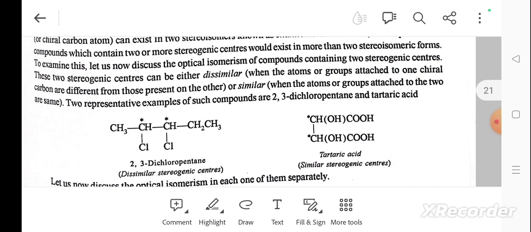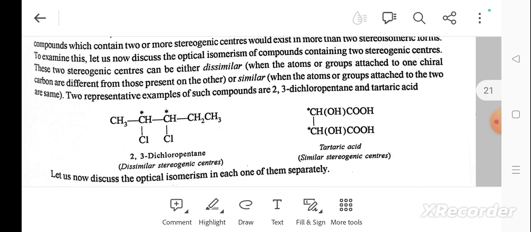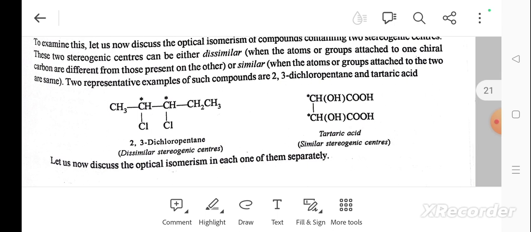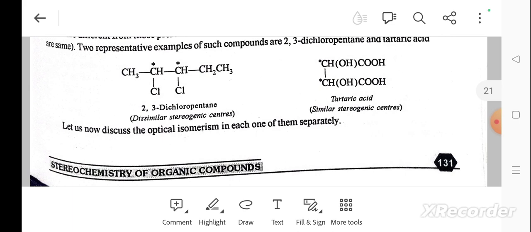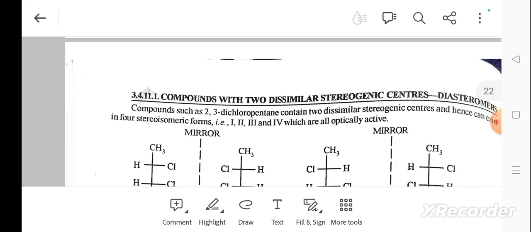These stereocenters can be either dissimilar, when the atoms or groups attached to one chiral carbon are different from those present on another, or similar, when the atoms or groups attached to the two are the same. Two representative examples of such compounds are 2,3-dichloropentane and tartaric acid. Let us now discuss the optical isomerism in each of them separately.